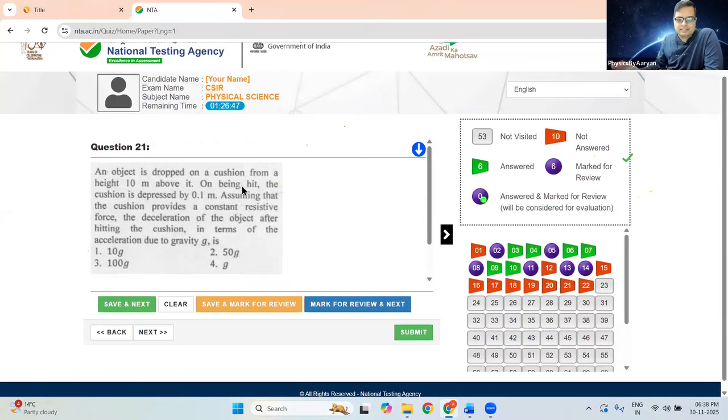Now in physics, an object is dropped. So this question is from basic mechanics. I can read this; I know basic mechanics. On being hit, the cushion is depressed by 0.1 meter. Assuming that the cushion provides a constant resistive force, find the deceleration of the object in terms of g. So you apply F equals m a and so on; if some answer is coming, you tick it, and if your option matches, let's say 50, your answer came 50.